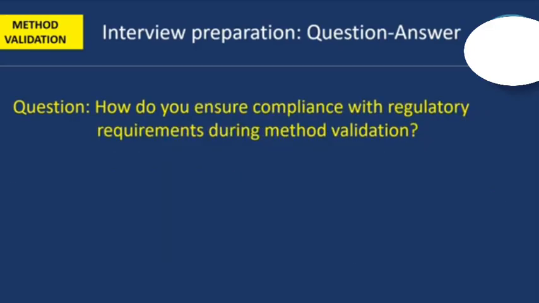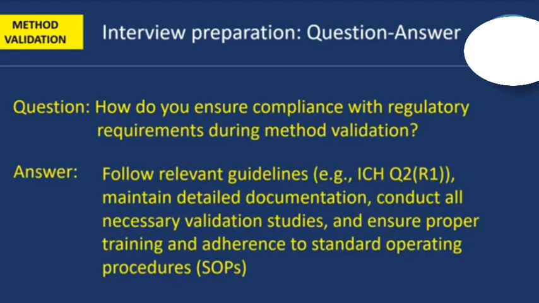Next question. How do you ensure compliance with regulatory requirements during method validation? So, follow relevant guidelines, for example ICH Q2(R1), that is for analytical method validation. Maintain detailed documentation, conduct all necessary validation studies, and ensure proper training and adherence to standard operating procedures (SOPs).